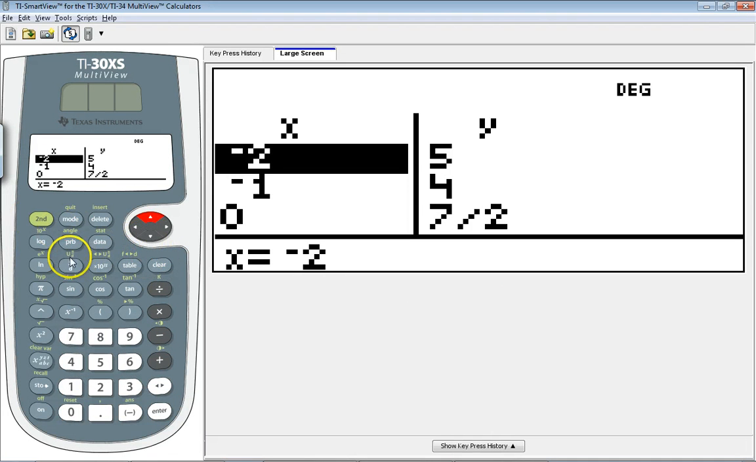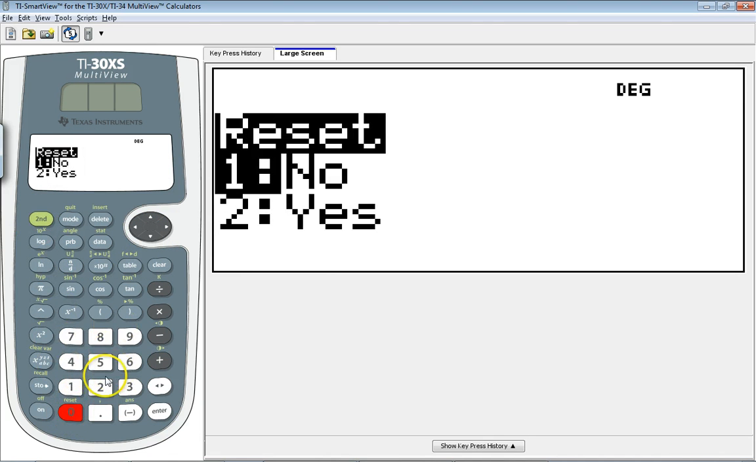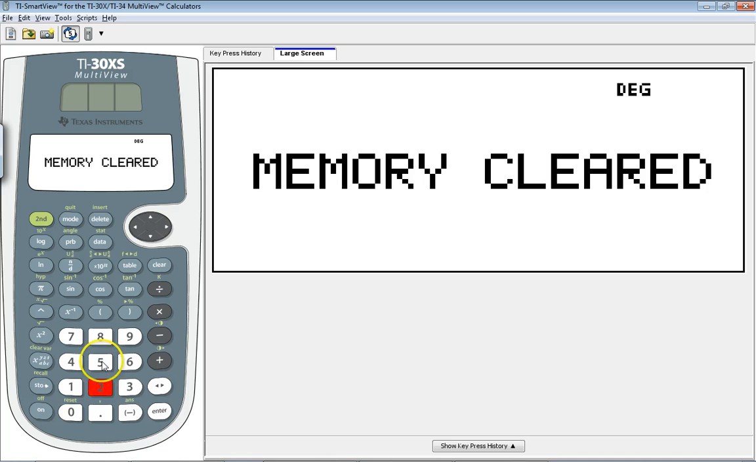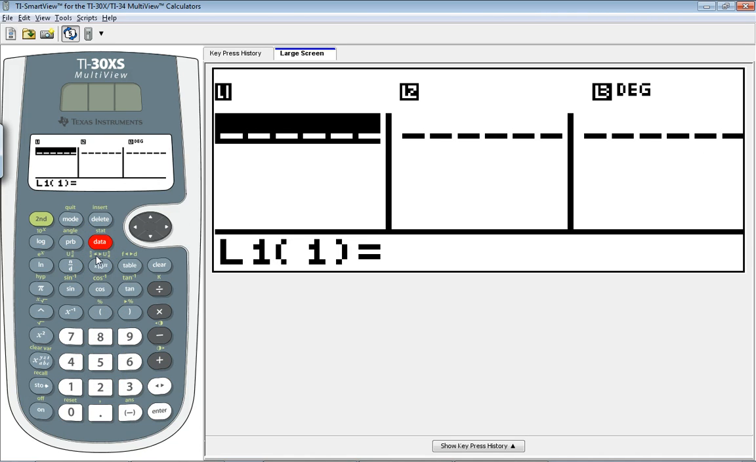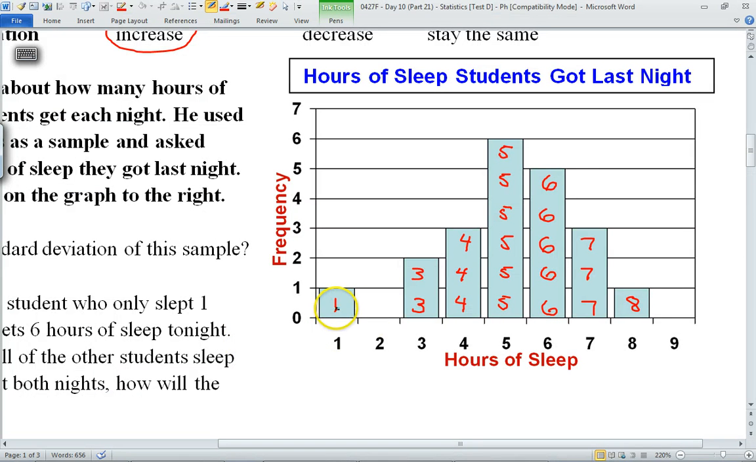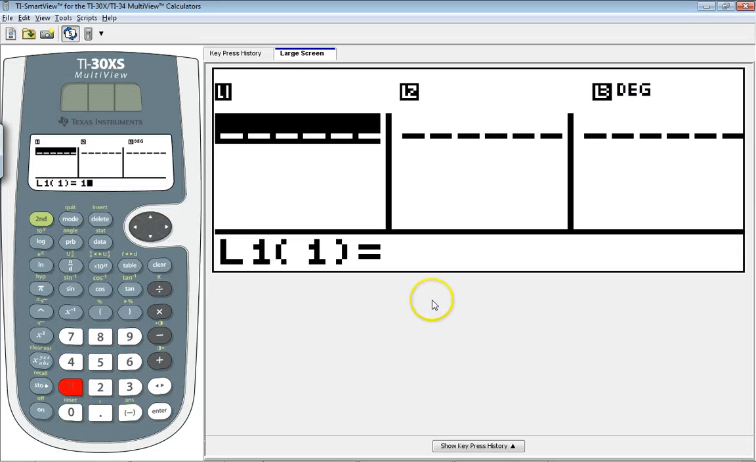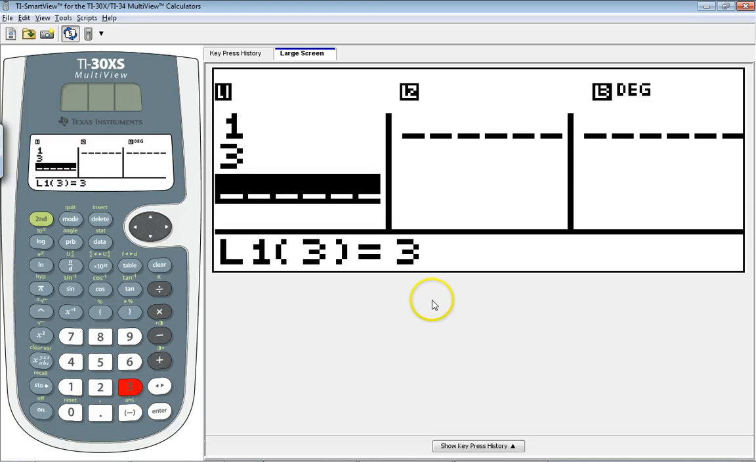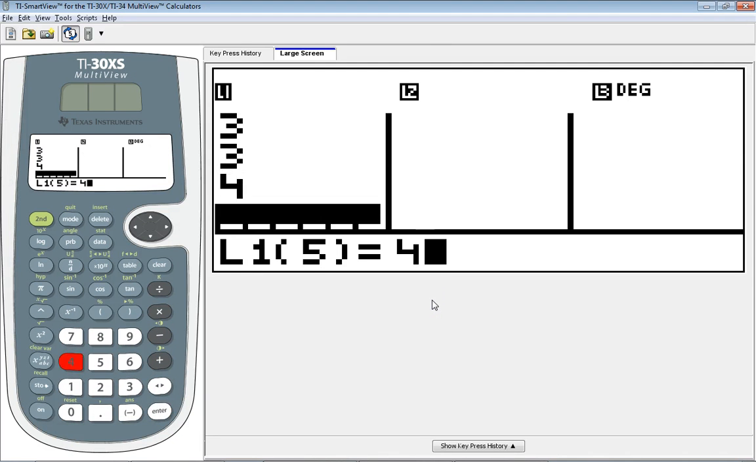Okay, it might be a good idea to reset the calculator. So if I hit second, 0, and put 2 for yes, now my calculator is reset. Everybody hit the data button. Now I can come here. Remember, this is where we can type in the data. Let's see. It seems like I'm going to have to switch back and forth a lot. Okay, we have a 1, 2 threes, and 3 fours. So here's a 1, 2 threes, and 3 fours.